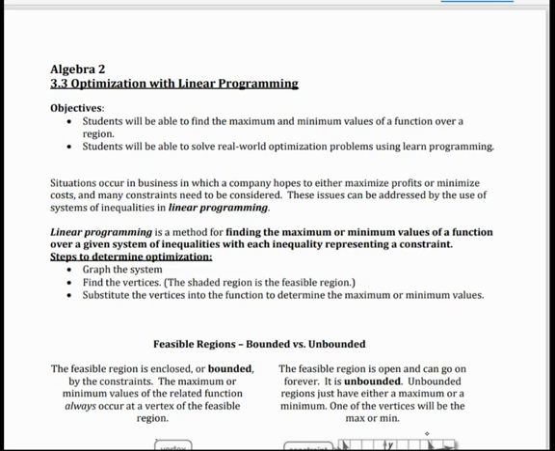After we graph the inequalities, we're going to find the intersection points, the vertices. Once we have the vertices, we're going to plug those points into our function and determine the values. The highest value will determine our maximum, and the lowest value will determine our minimum.